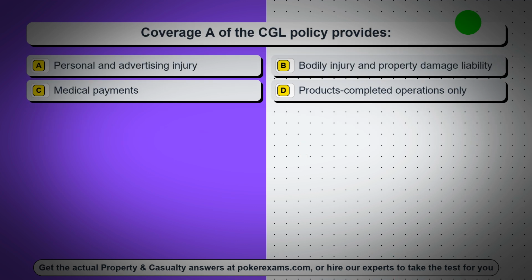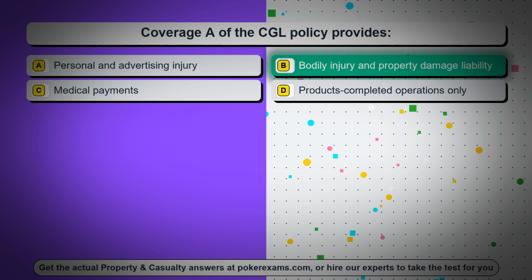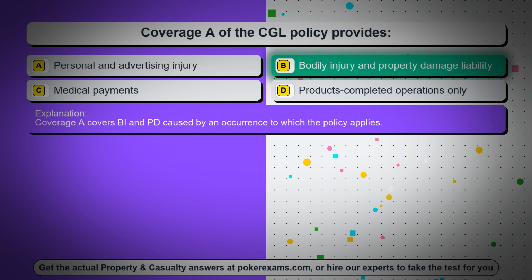Question 33. Coverage A of the CGL policy provides. Option A, personal and advertising injury. Option B, bodily injury and property damage liability. Option C, medical payments. Option D, products completed operations only. The correct answer is option B, bodily injury and property damage liability. Coverage A covers BI and PD caused by an occurrence to which the policy applies.